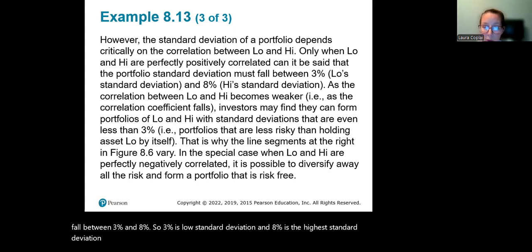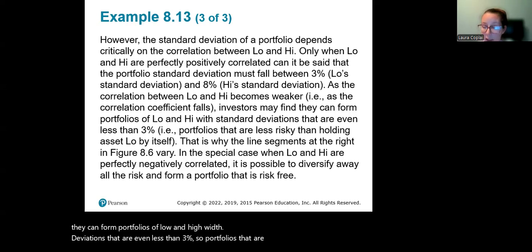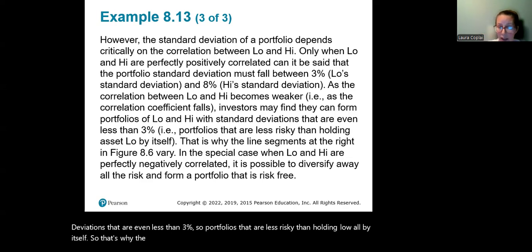So as the correlation becomes weaker and the coefficient falls, investors can find that they can form portfolios of low and high with deviations that are even less than 3%. So portfolios that are less risky than holding low all by itself. So that's why the line segments at the right, they vary.